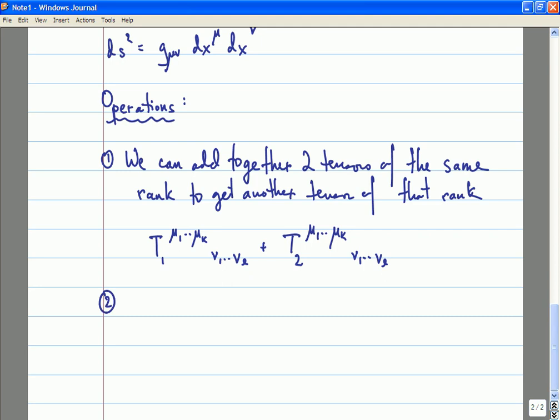Okay, now we can also multiply tensors. And we can multiply tensors of different rank.